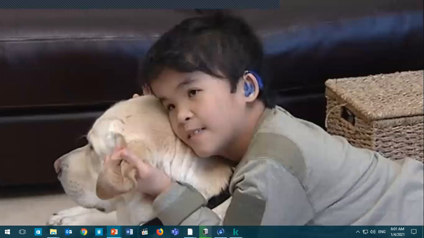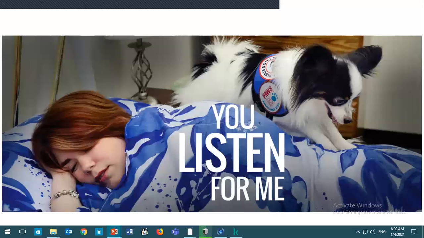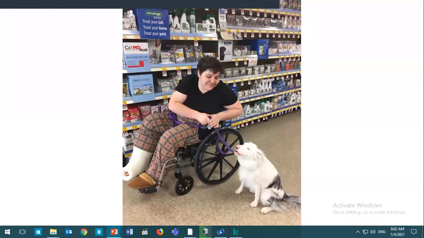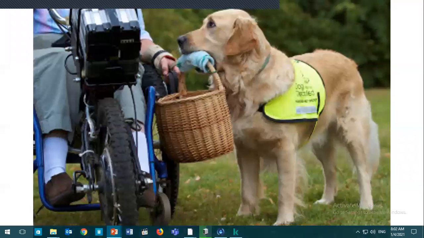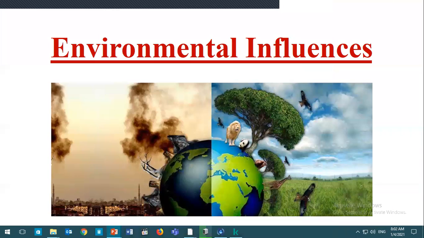We also learned about animals that help people with hearing disabilities. Remember? They can warn them if the phone is ringing or the doorbell is ringing. There are also mobility assist dogs. They help people with physical disabilities, people that cannot move around. They can bring them things and open doors for them.